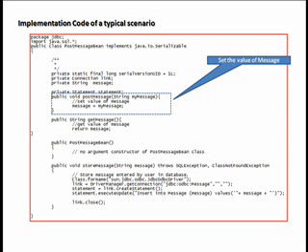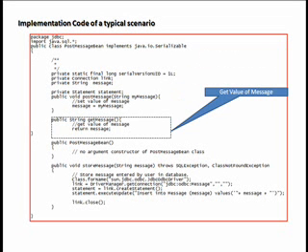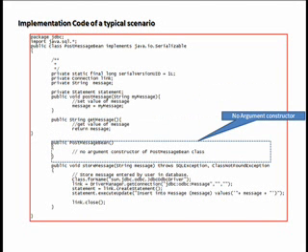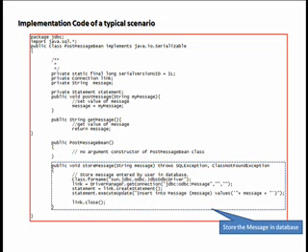The first method is post message, which is used to set the value of message. Another method is get message, which is used to get the value of message. Post message bean is a no-argument constructor of the post message bean class. The store message method is used to store the value of message in the database.